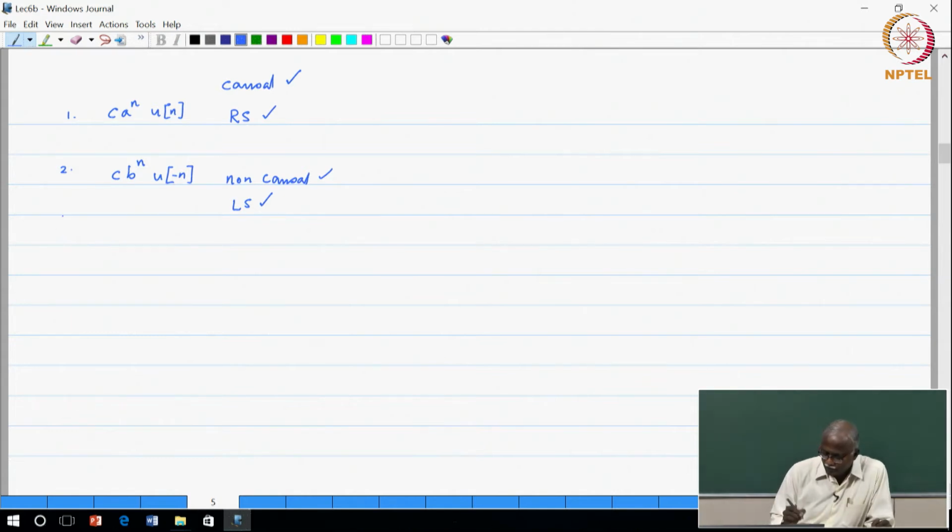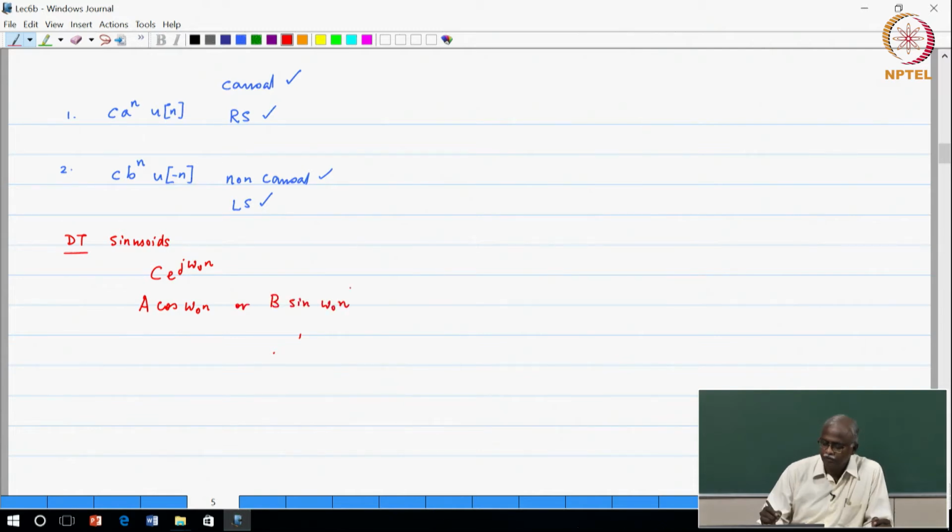One of the things that we will not spend time reviewing, but I will assume that you are familiar with, is discrete time sinusoids. We do extensively leverage the properties of sinusoids, particularly the property that they are eigenfunctions of LTI systems. So, any sinusoid of the form c e power j omega naught n, a discrete time sinusoid of frequency omega naught, or a complex sinusoid, or you can have a times cosine omega naught n or b times sine omega naught n. All of these forms have the same property.